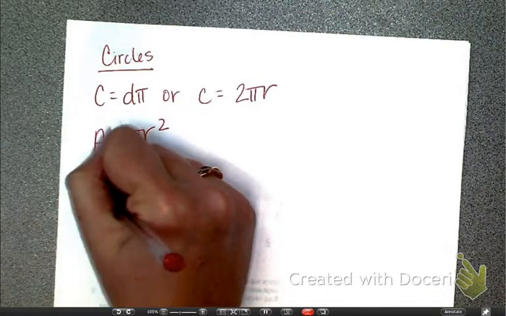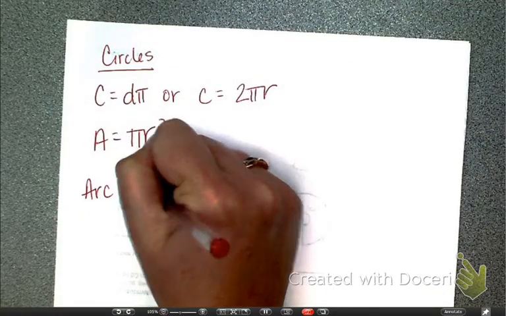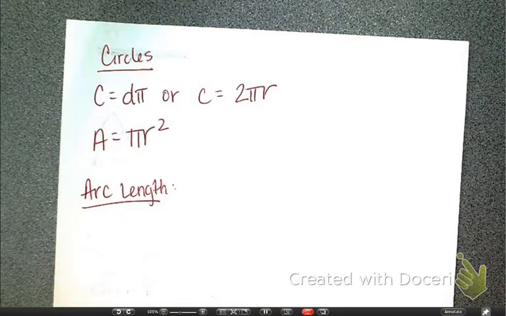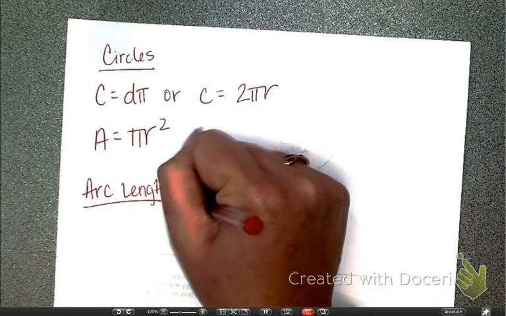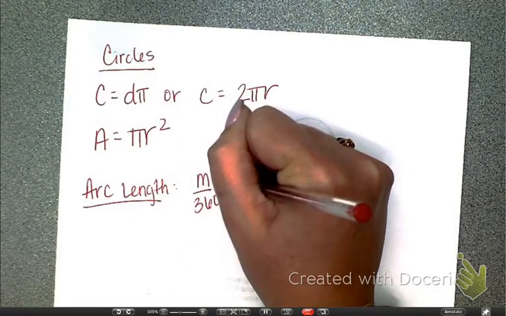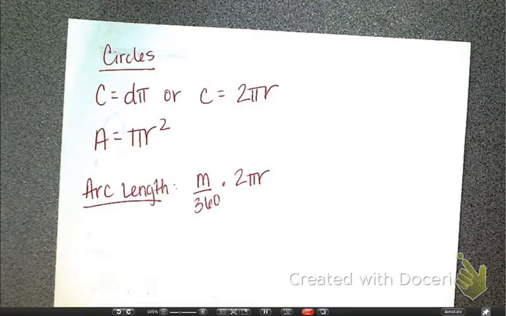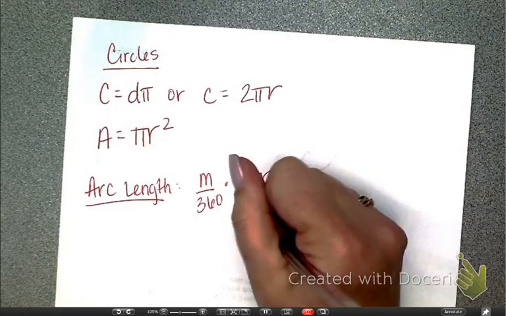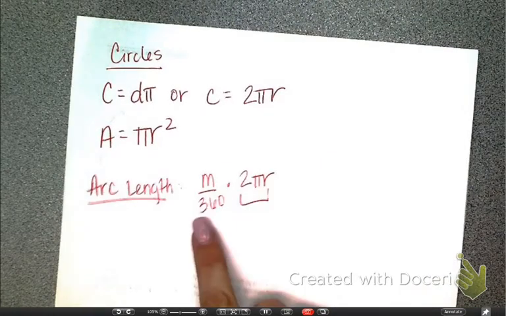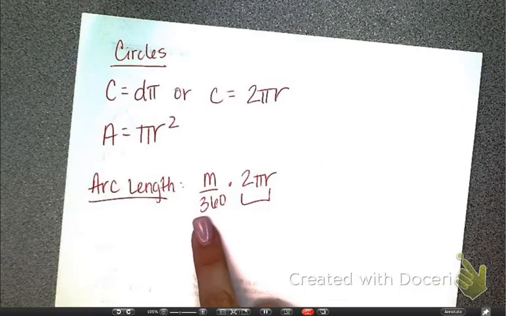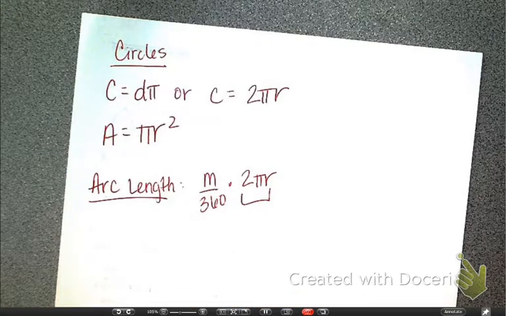Does anyone remember the arc length formula? M over 360 times 2 pi r. Because arc length is just a piece of the circumference. This is my circumference formula. This is the piece of it. Okay, that's all arc length is. It's a piece of the circumference.